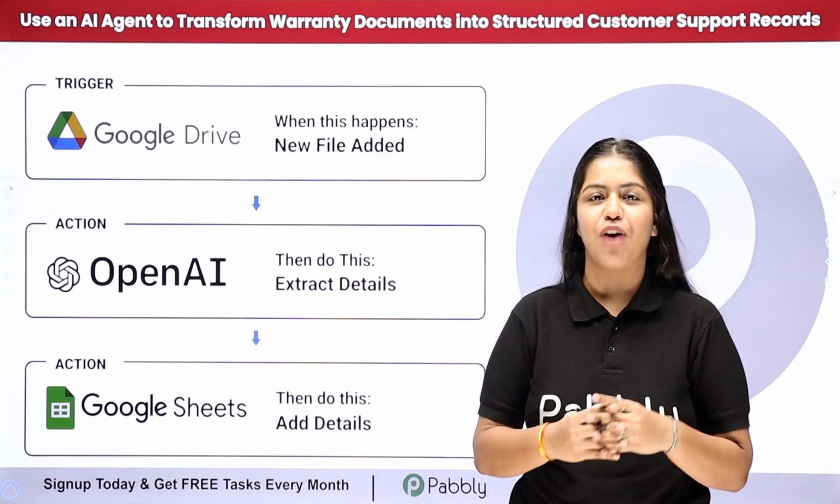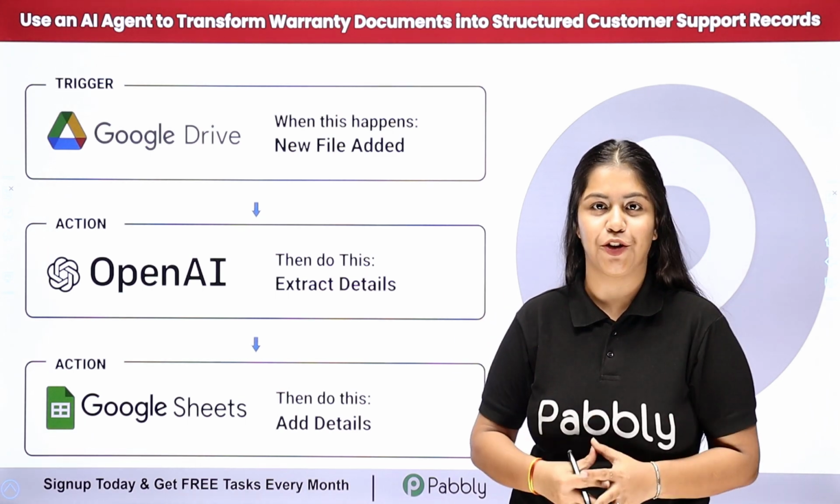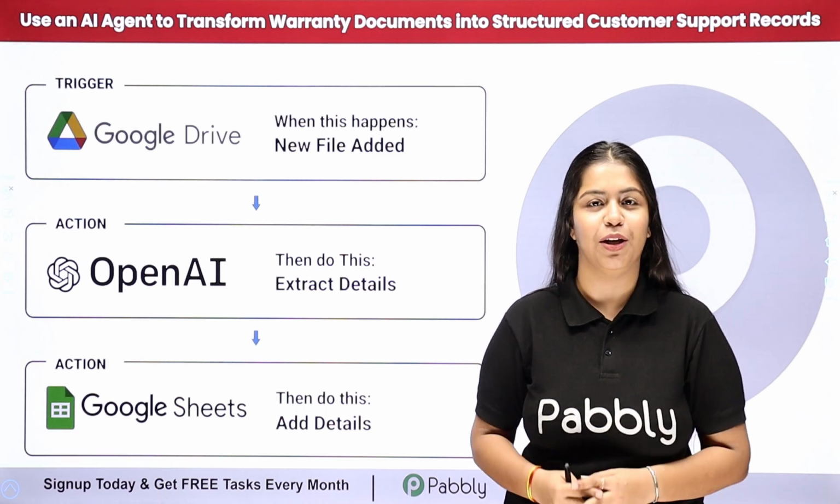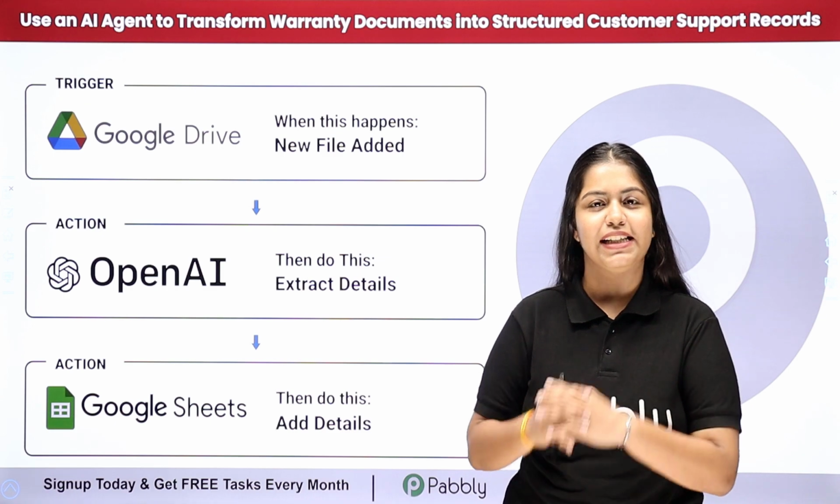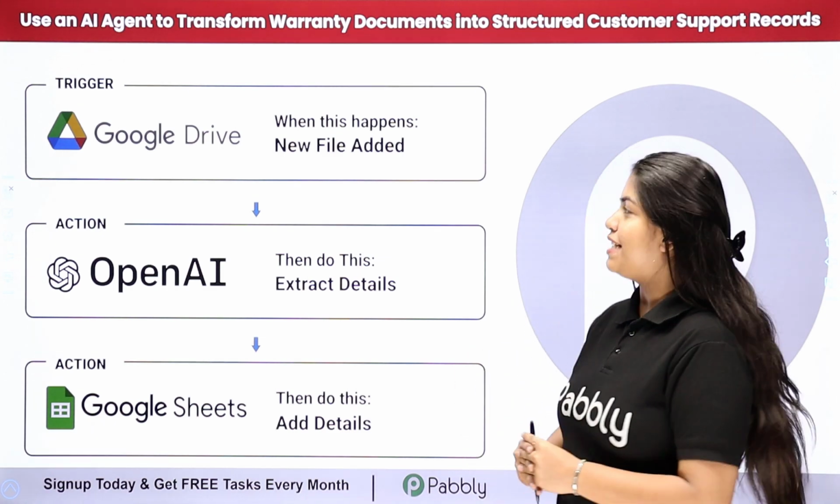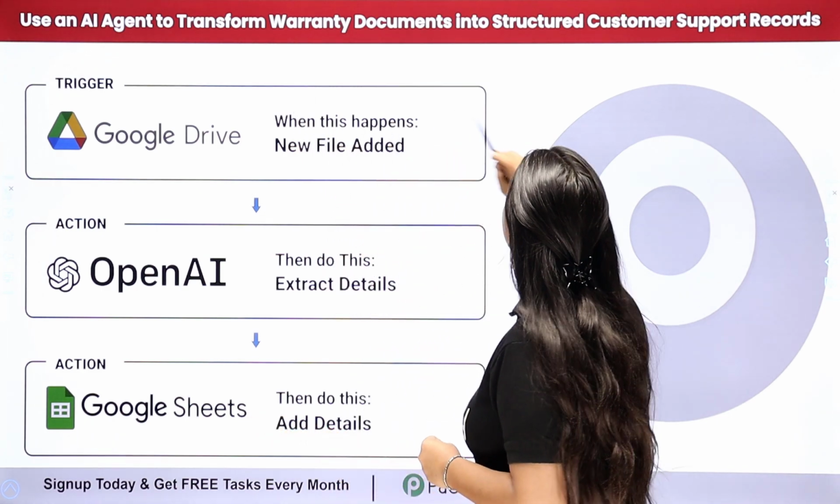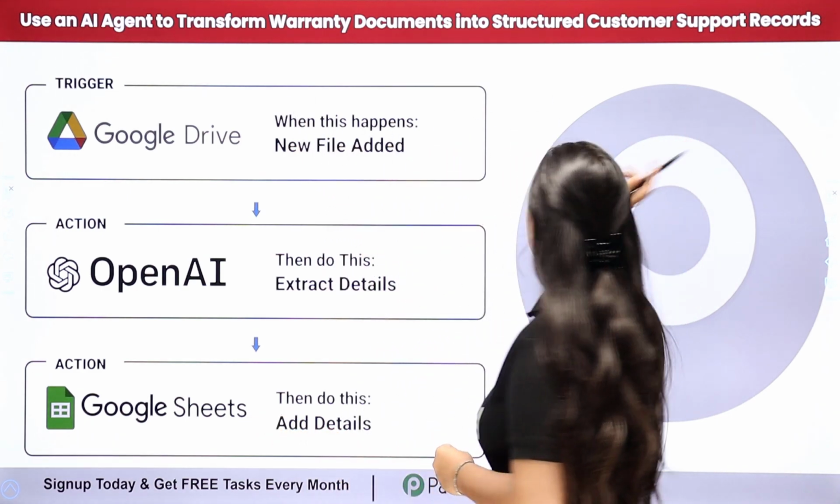So do you also want to extract the key details from your warranty documents and add them into your spreadsheet? Then this video is definitely for you. So hello all, welcome back to Pabbly Connect, and in this video we are going to understand how to use an AI agent to transform warranty documents into structured customer support reports.